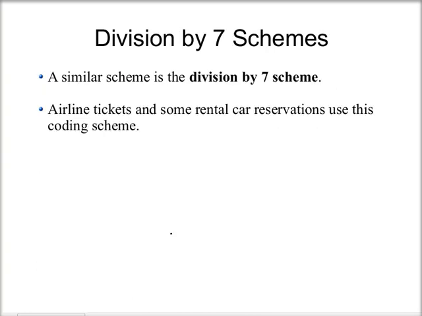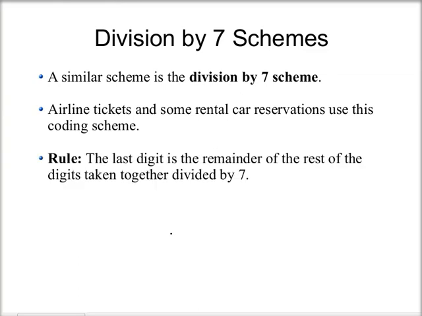A similar type of scheme is the division by 7 scheme, and you'll see this in airline tickets and some rental car reservations. In this case, the rule is that the last digit is the remainder of the rest of the digits taken together divided by 7. So the identification number can be any number of digits, but we're just going to take all but the last digit and divide by 7, then the remainder should be the check digit.